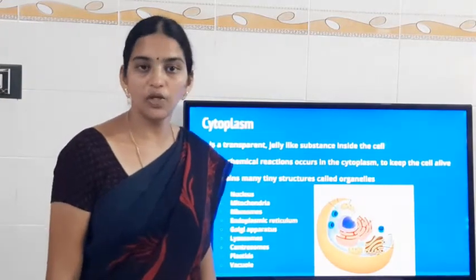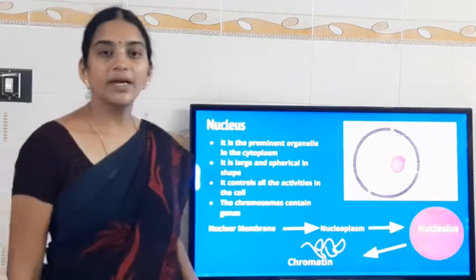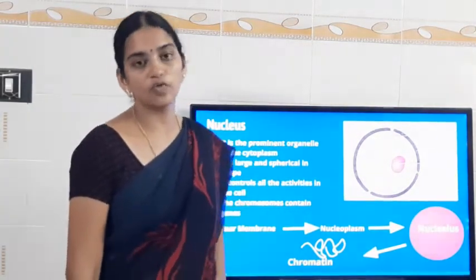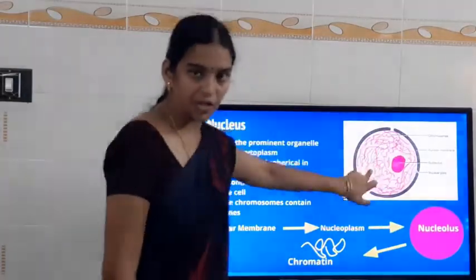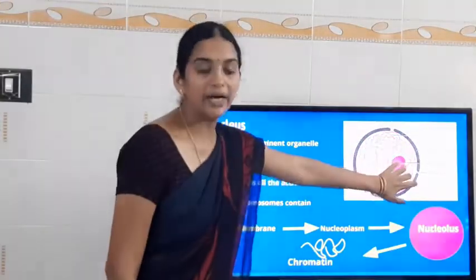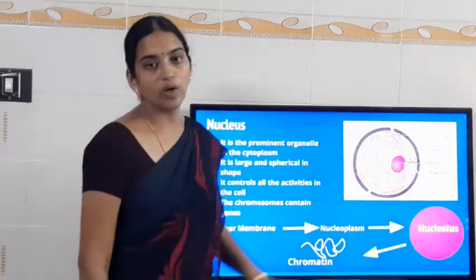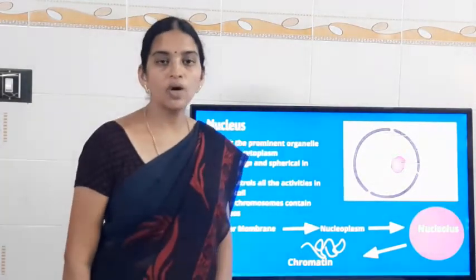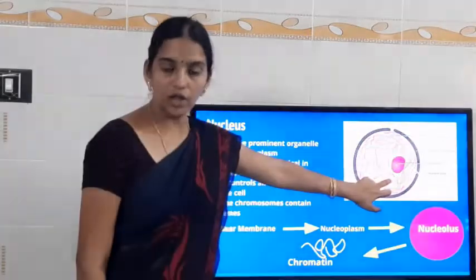So let us go into the nucleus. Nucleus is a very prominent organelle, and it plays a very important role in the cell. It controls all the activities of the cell, and this nucleus is round, spherical in shape. This nucleus is separated from the cytoplasm by a membrane called the nuclear membrane, and this nuclear membrane has pores in it, and these pores help to exchange matter between the cytoplasm and the nucleus.